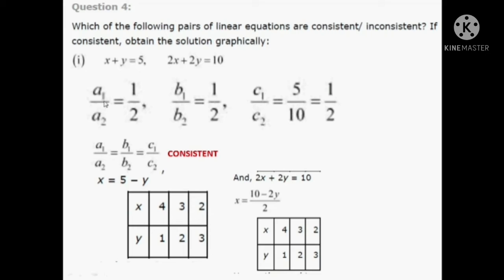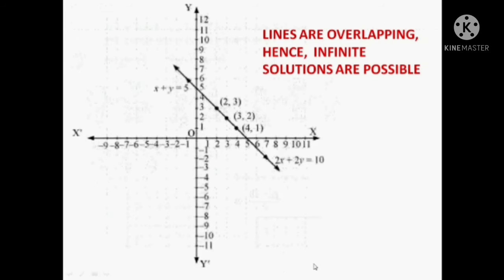Now, from this equation we can find out x is 5 minus y. So, let us take few values of x, 4, 3 and 2, therefore y will be 1, 2 and 3 because the sum will be 5. Now, from the second equation 2x plus 2y is equal to 10, x is equal to 10 minus 2y by 2. So, let us put some values of x, 4, 3 and 2, we get the values of 1, 2 and 3. Now, let us plot it.